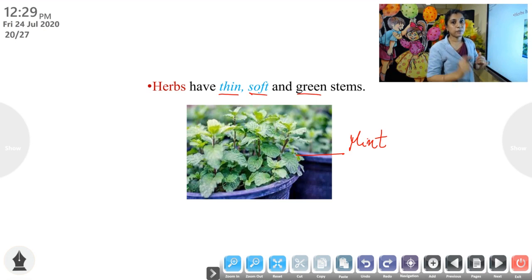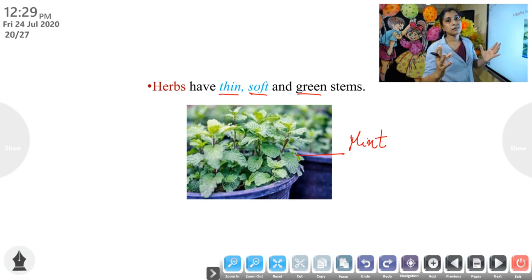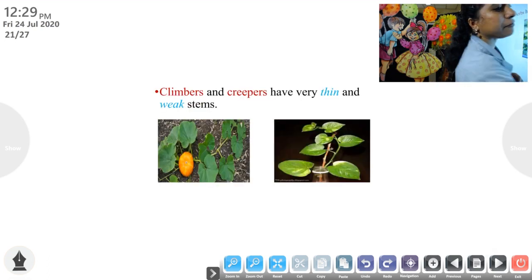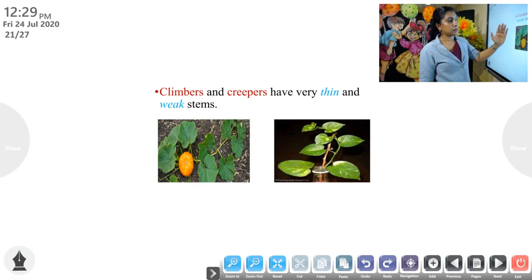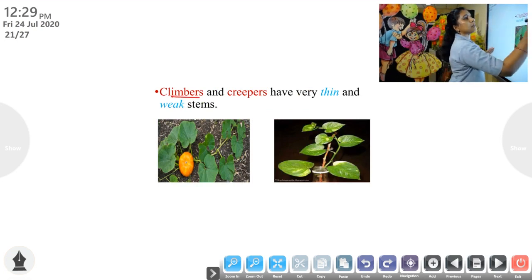Is it clear? What about trees? Trees have thick, hard and woody stems, and shrubs have thick and soft stems, and herbs have thin and soft stems. These are the different types of stems. And climbers and creepers. Climbers and creepers have very thin and weak stems.